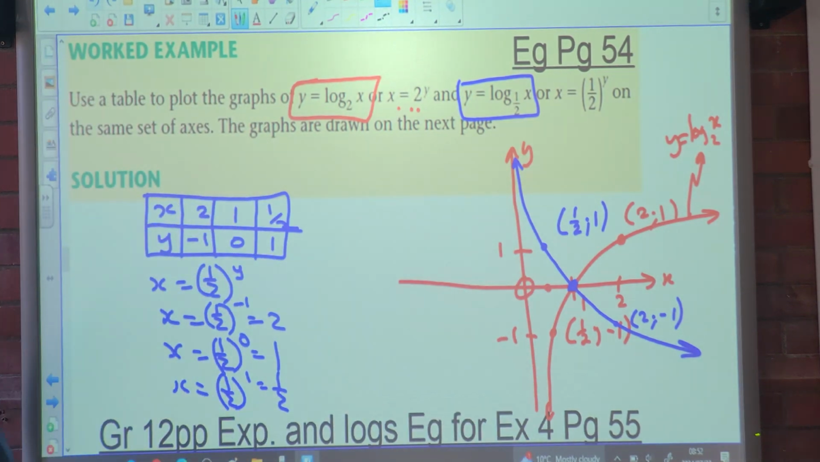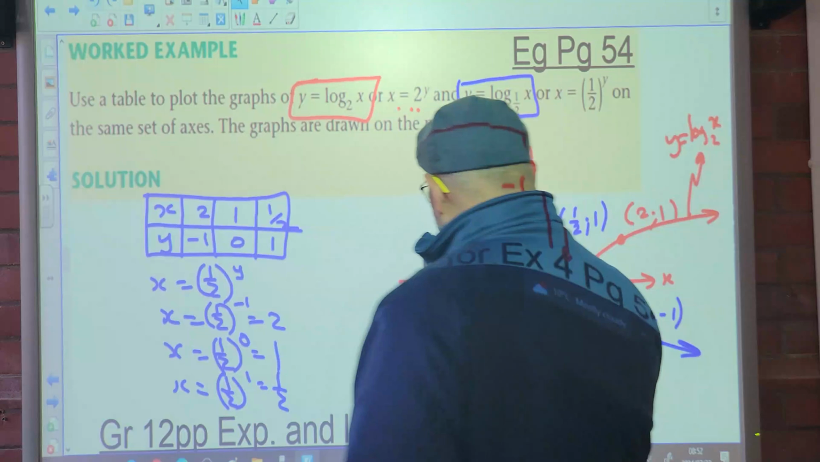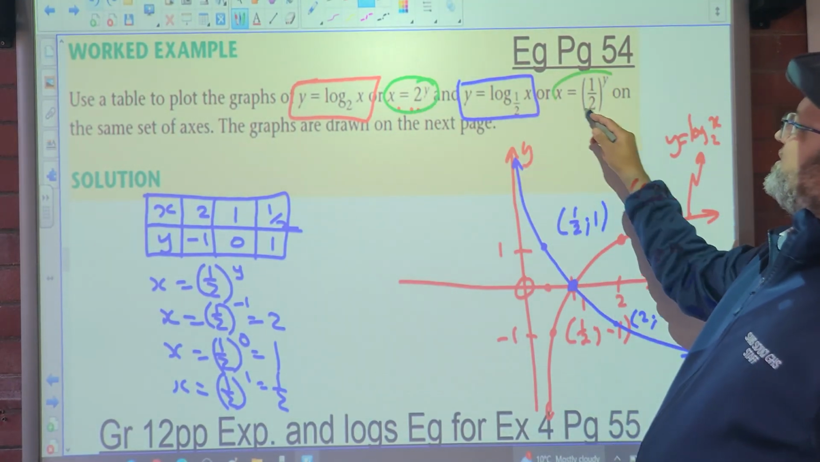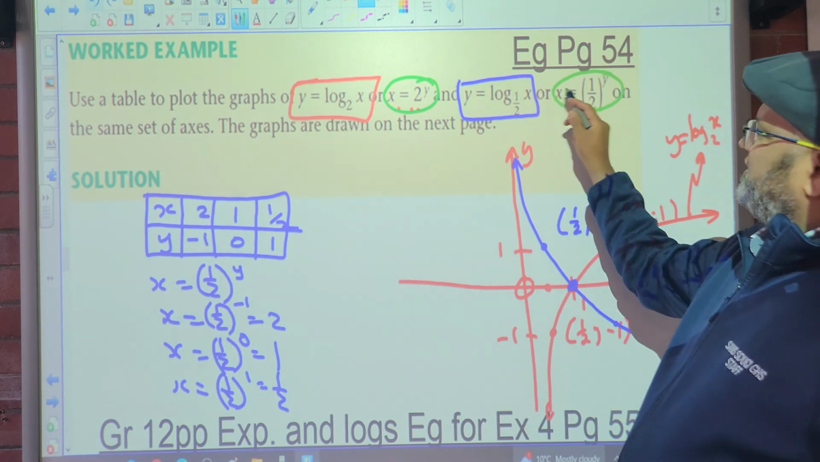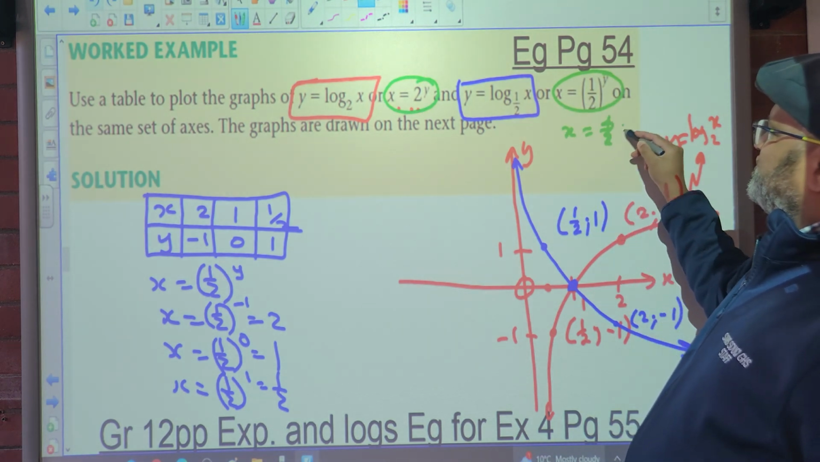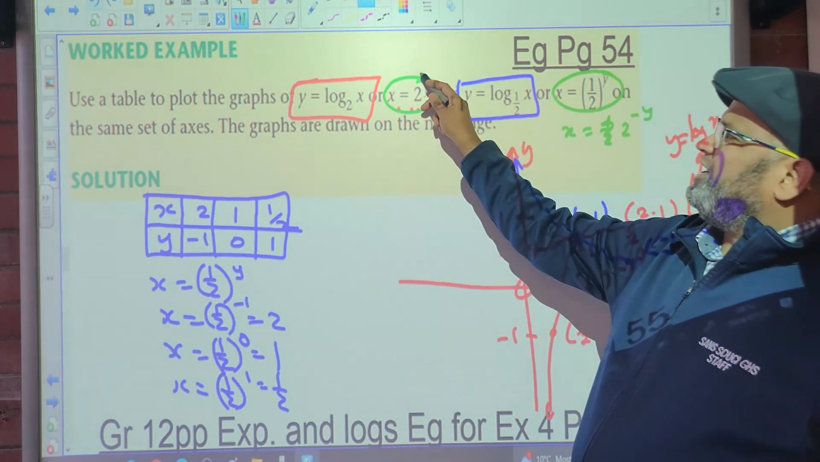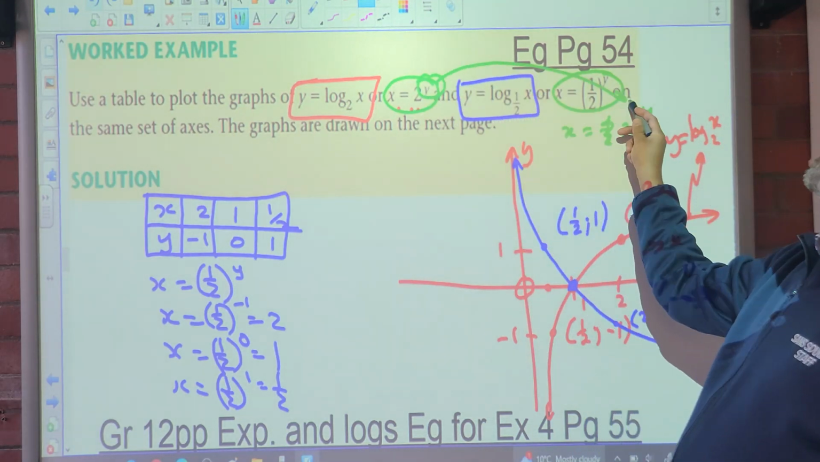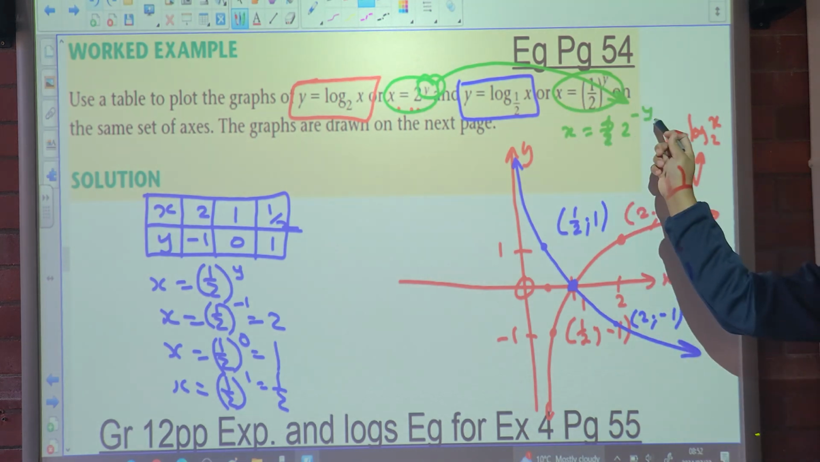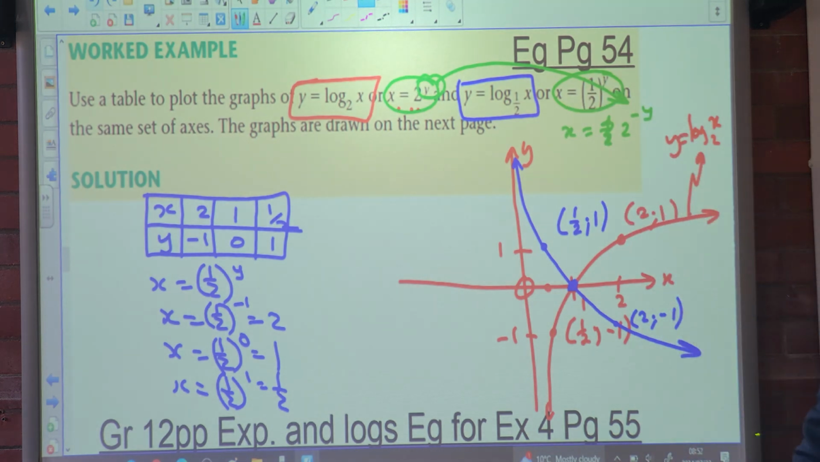Okay? And if you also do the comparison here, what do you notice about these two? I can rewrite this, it's going to be x is equal to half to the y, which is 2 to the minus y. And when do we go from y to minus y? When we change y to minus y? Reflection in the x-axis. You see that, people?